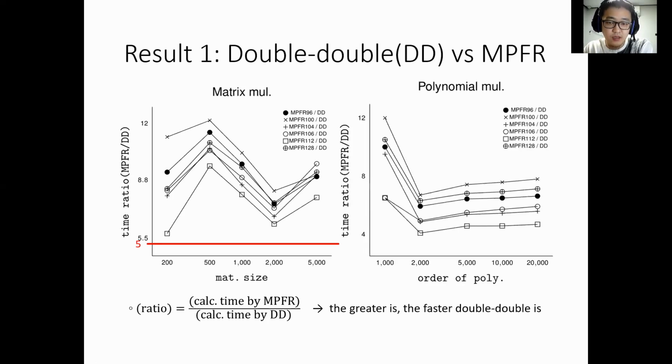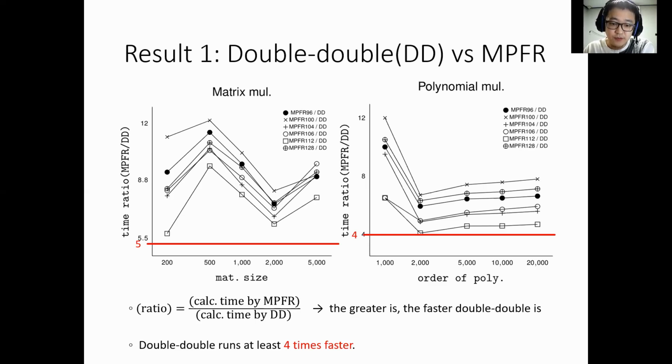Okay, and then similarly in the polynomial multiplication, we have increased the order of polynomial. And then we can put number 5 here by saying that time ratios are above the 4. So in the first test, you can conclude that double-double runs at least 5 times faster than MPFR does.